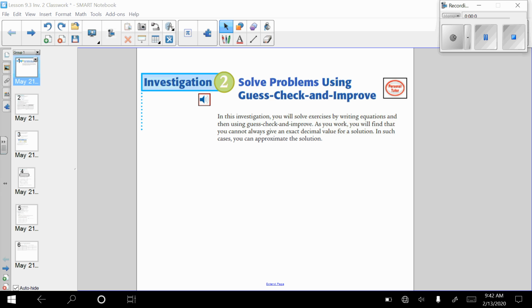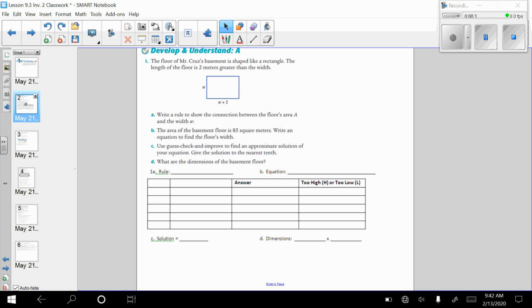In 9.2, 9.3.2, and 9.3.3, sometimes we won't be able to find the exact decimal amount and we may need to use approximation for it. Look at this first example. The floor in Mr. Cruz's basement is shaped like a rectangle. The length of the floor is 2 meters greater than the width. Write a rule that shows the connection between the area A and the width W.